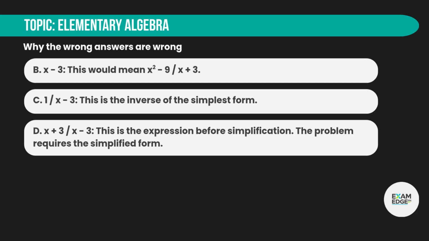Why the wrong answers are wrong? B. X minus 3. This would mean x squared minus 9 over x plus 3. C. 1 over x minus 3. This is the inverse of the simplest form. D. X plus 3 over x minus 3. This is the expression before simplification. The problem requires the simplified form.